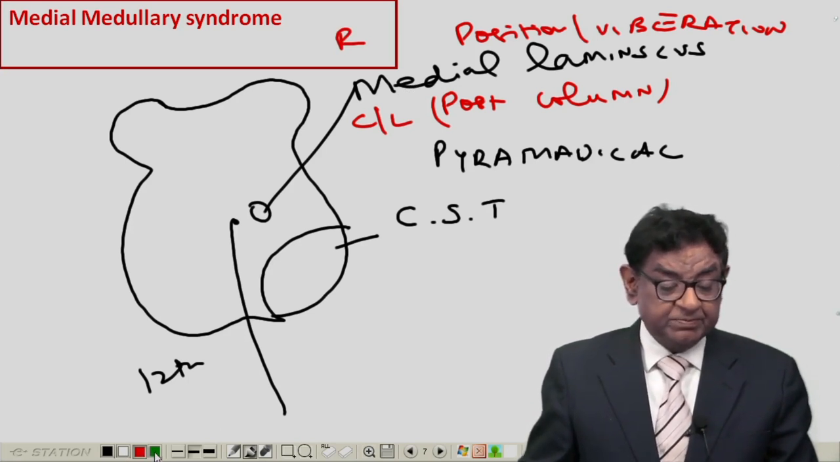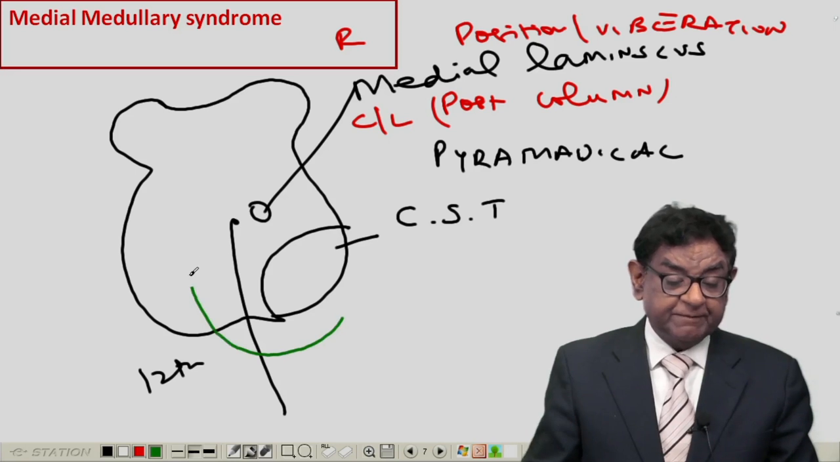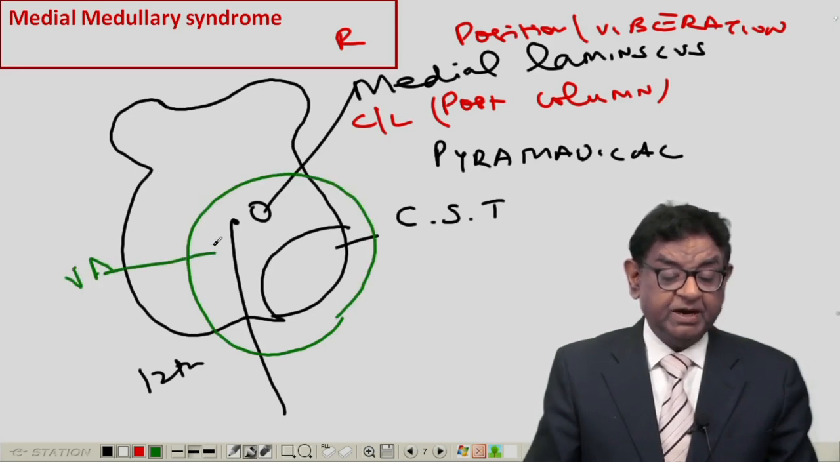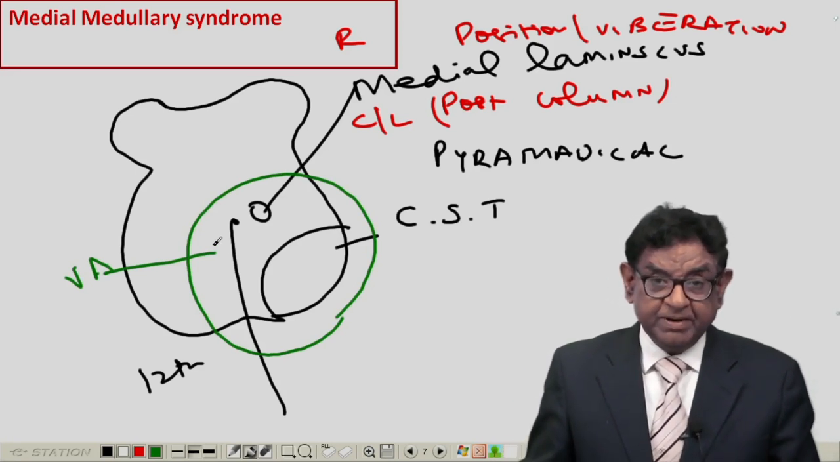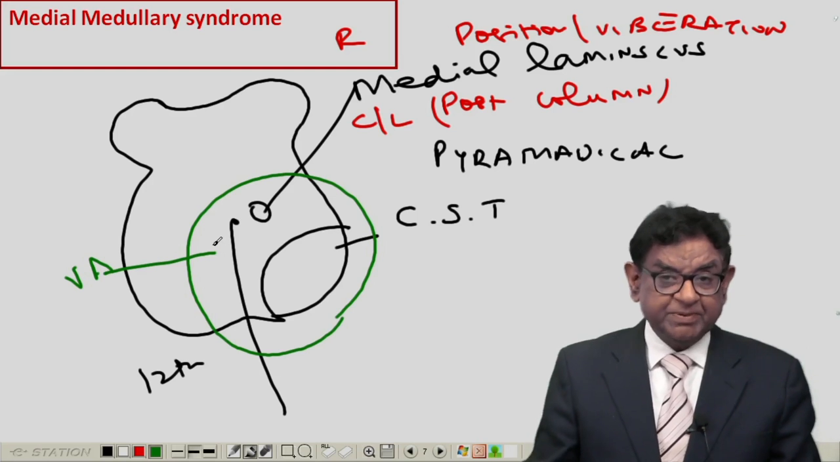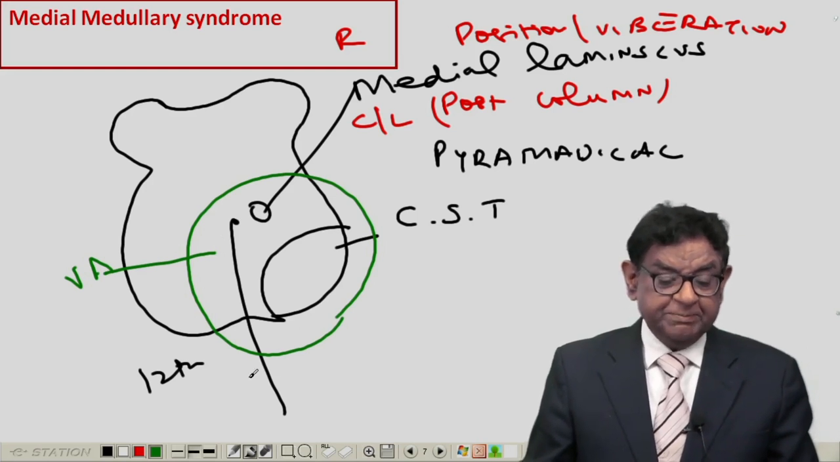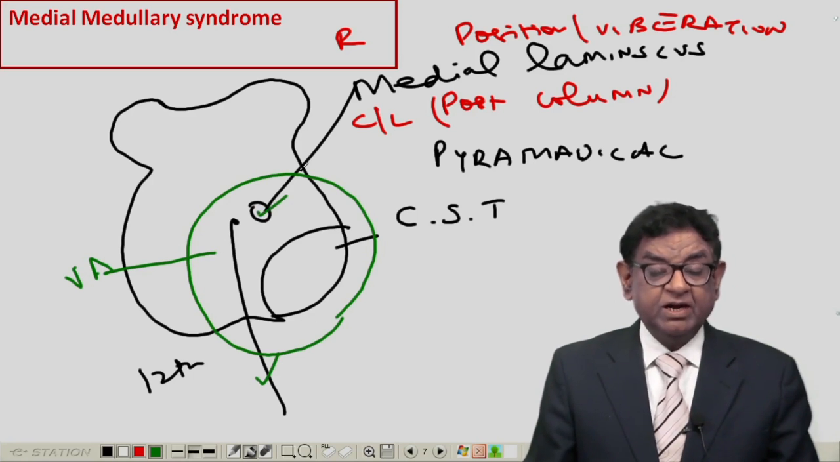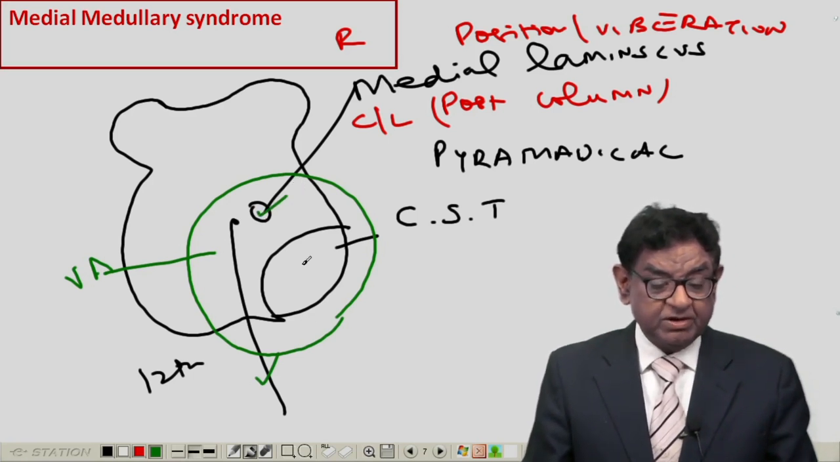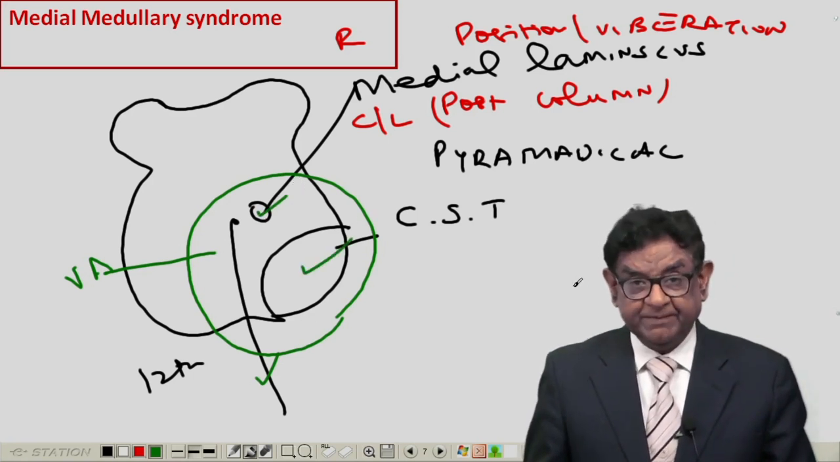With this background, now this part of the brain is supplied by a direct branch from the vertebral artery. And this lesion is known as medial medullary syndrome. How will the patient manifest? Ipsilateral 12th nerve palsy, contralateral loss of position, vibration, and contralateral hemiplegia.